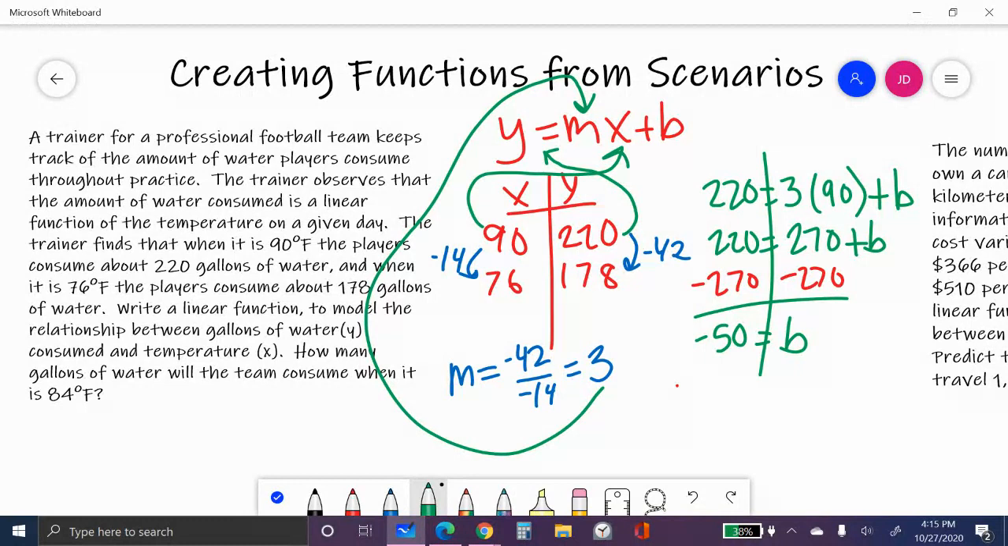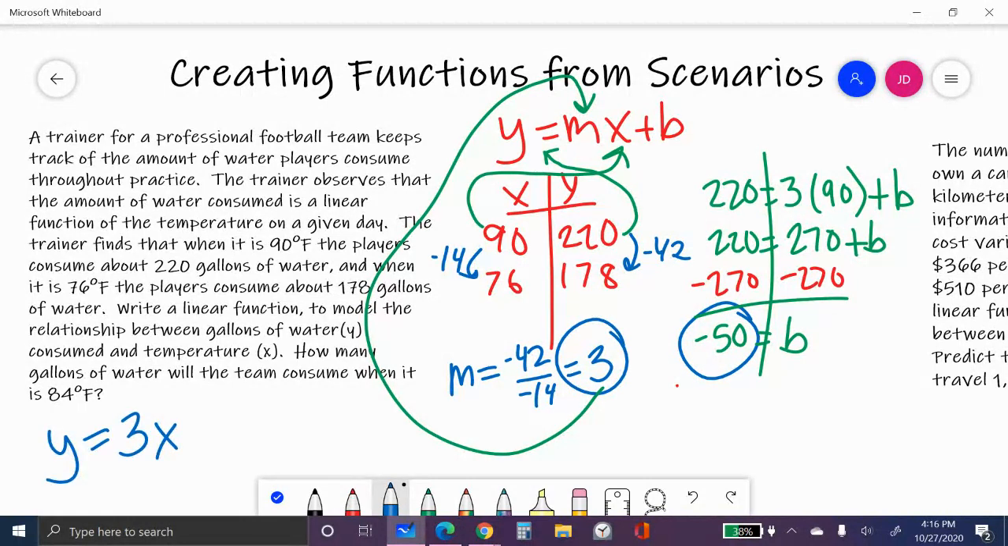All right. So we have my m is 3. We have my b is negative 50. So my equation, my function rule, is y equals 3x minus 50. That is my function rule. Now I can answer my question.